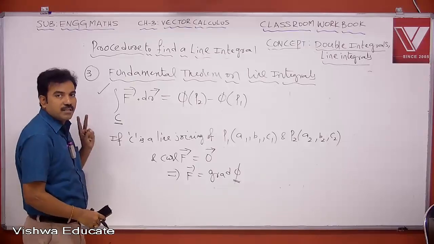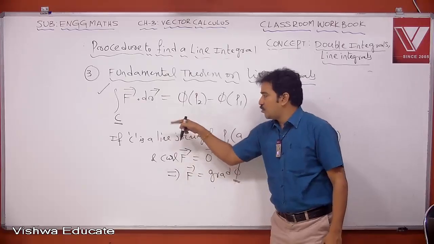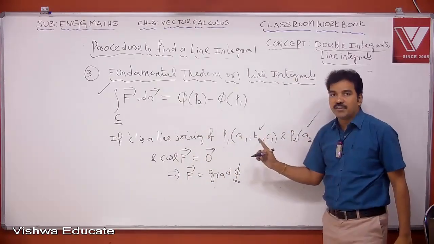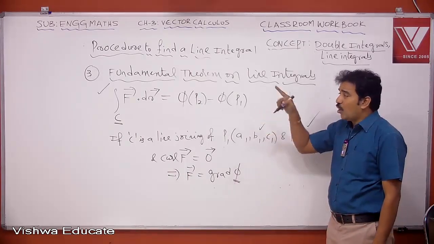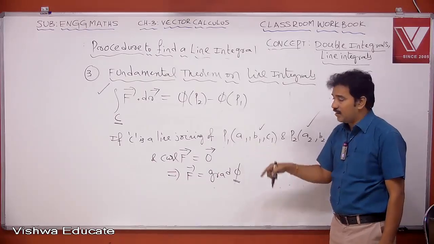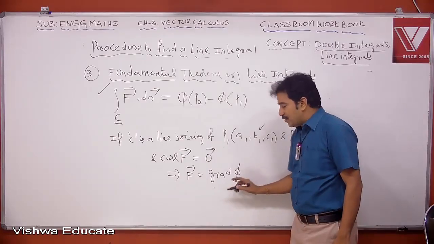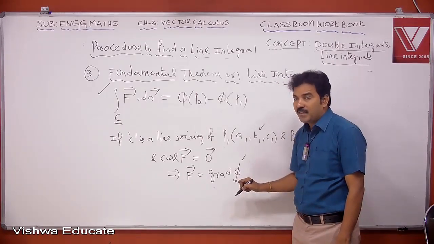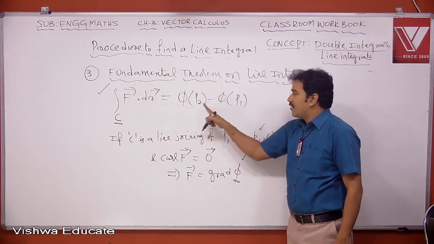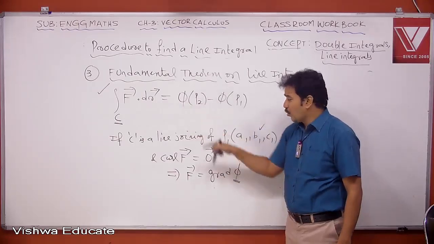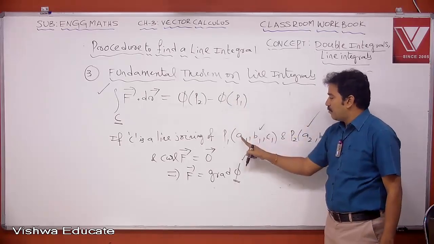There are two basic issues. When you are evaluating a line integral, make sure about the curve C. If C is a line joining two 3D points P1 (A1, B1, C1) and P2 (A2, B2, C2), try to find the curl of this vector. If the curl is the null vector, then f bar must be equal to the gradient of some scalar. Here pi is a function of x, y, z. Once you get pi, the line integral becomes pi of the second point minus pi of P1. So replace x, y, z by A2, B2, C2, and in the case of pi of P1, replace x, y, z by A1, B1, C1.